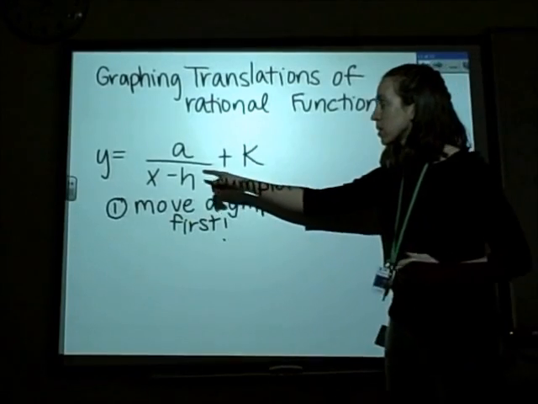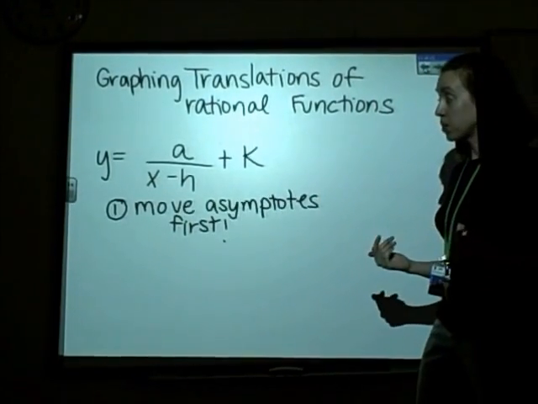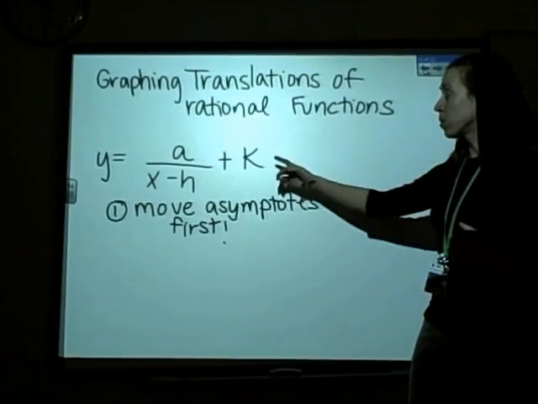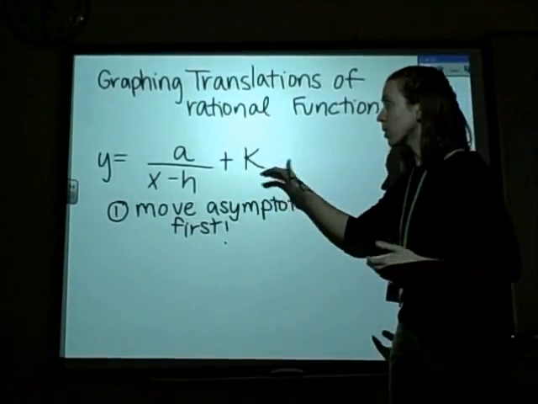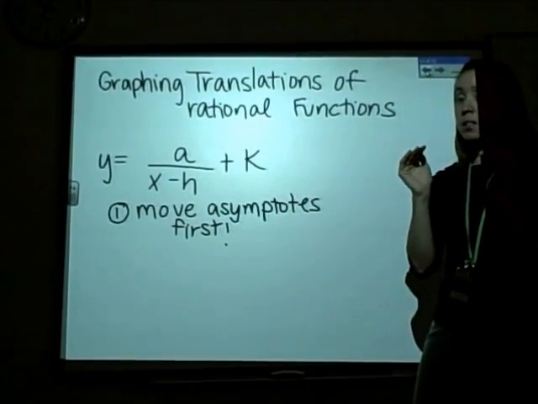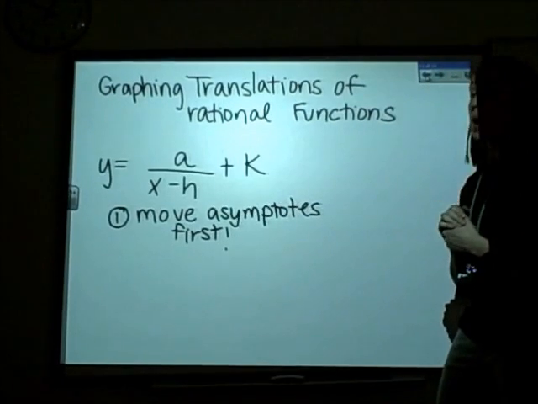You find your x, and that tells you which way you're moving, left or right. It's always the opposite of what's with x. And you see what's at the end. So your h and your k, same thing. What's with x is the way that you move left or right. What's at the end is the way you move up or down.